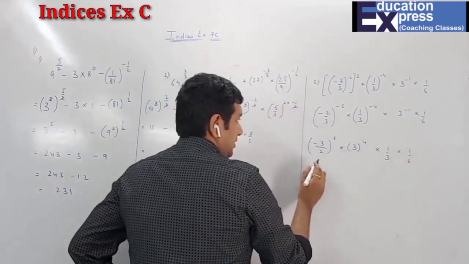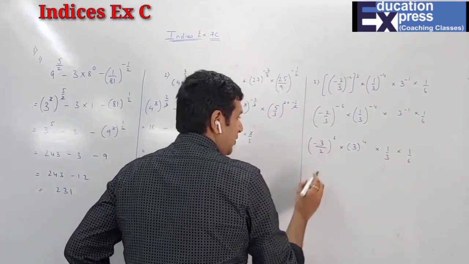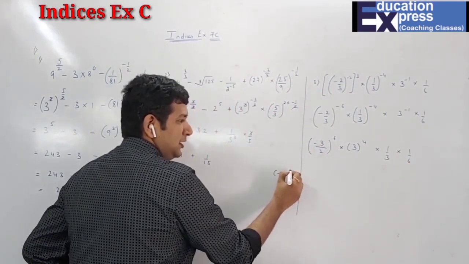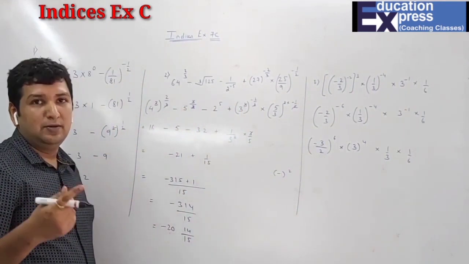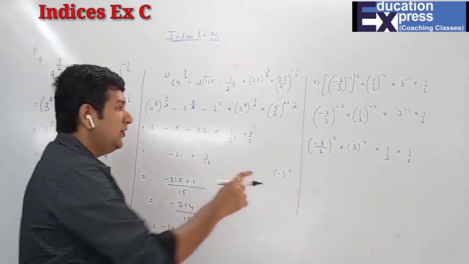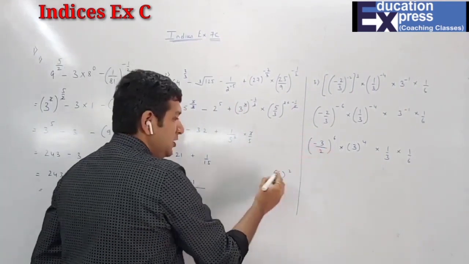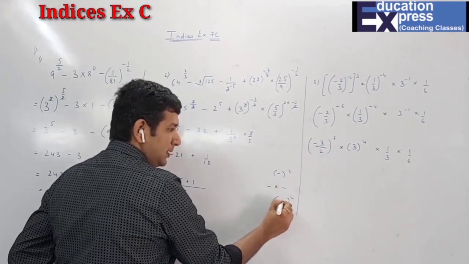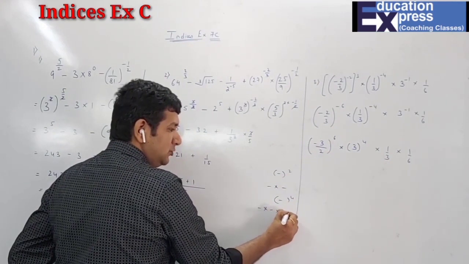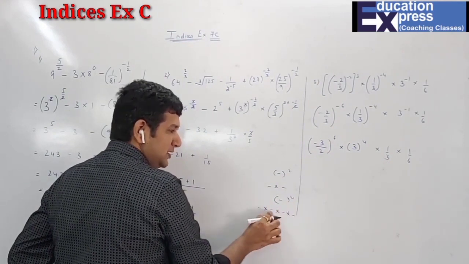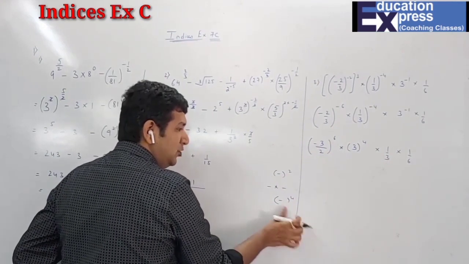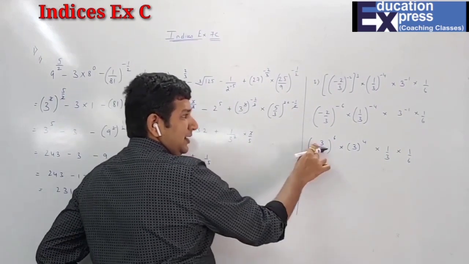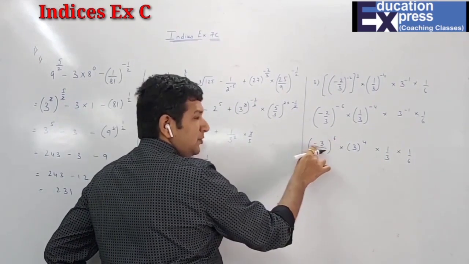Now students, always remember one thing: whenever you have a minus with an even power, like 2, 4, 6, this minus will become plus, because when it's even, it's minus into minus. In case it's 4 times, so minus into minus into minus into minus. Minus into minus is plus, minus into minus is plus. That means whenever you have a negative sign and the power is even, this will become positive.